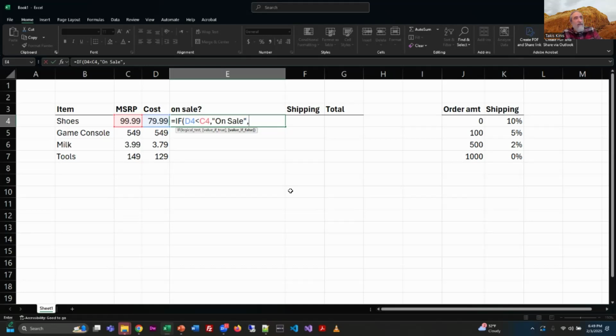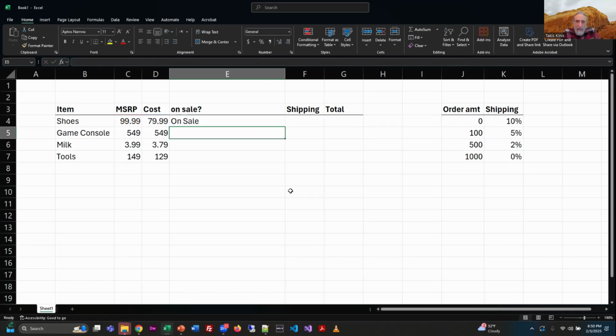Or what would be the other value? Well, not on sale, right? Or how about I just say regular price, right? And you'll notice I'm not dropping numbers in here, but it could be numbers too, right? In this case, we're dropping in whether it's on sale or it's at regular price. Okay, so I'm going to press enter. And of course, this one is less than, so it's on sale.